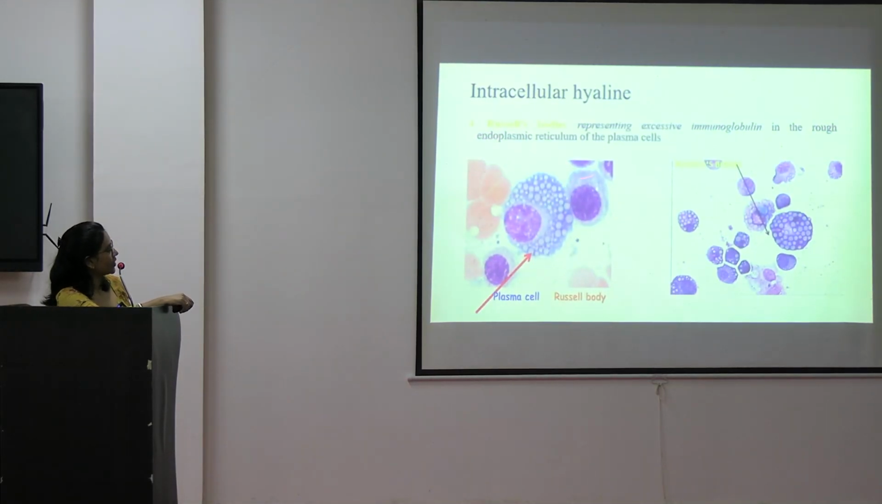Now we also have Russell bodies as an example. So this is a plasma cell. Okay, and when there is accumulation of increased immunoglobulin within the cytoplasm, there is formation of Russell bodies.